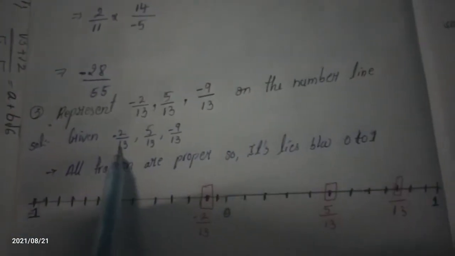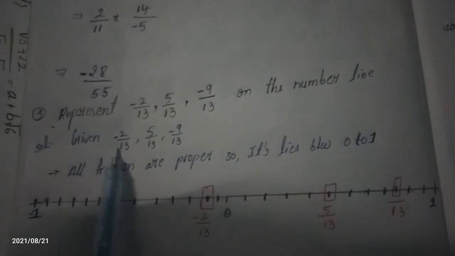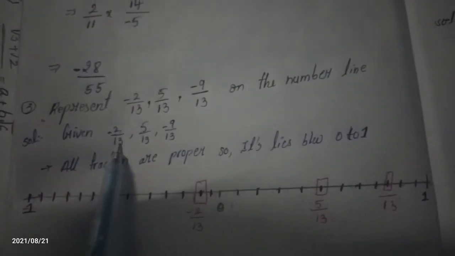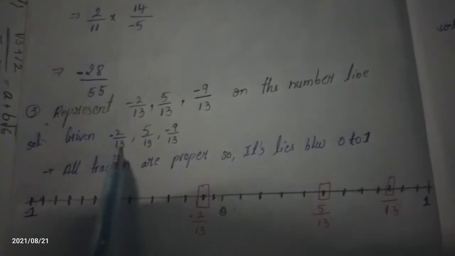First you have to observe the denominator. The denominator tells us how many parts we have to divide. From 0 to 1 it is a fixed distance, and 0 to -1 is also a fixed distance, or you can say a unit distance. Third, first observe the denominator. What is it? 13.